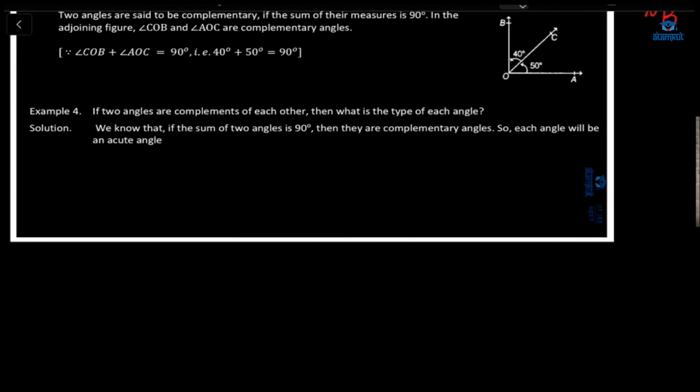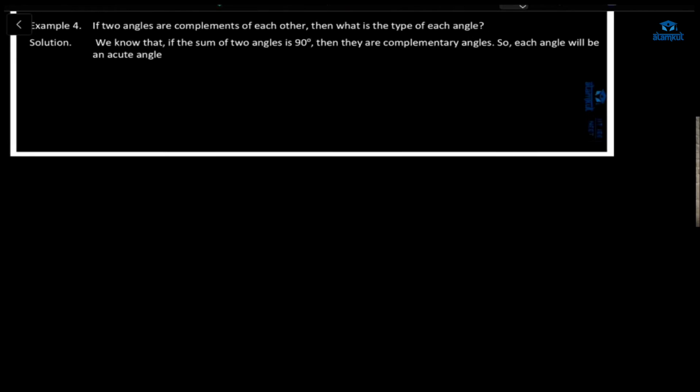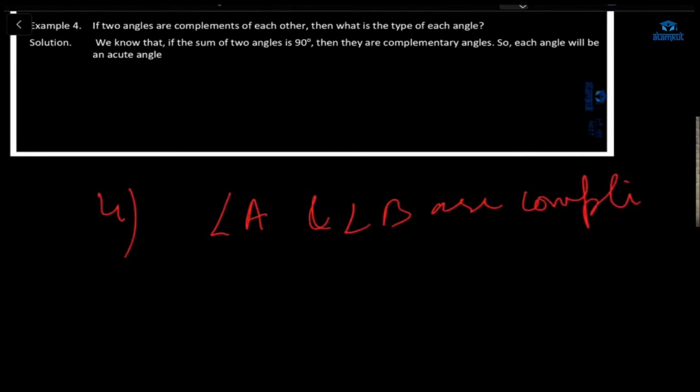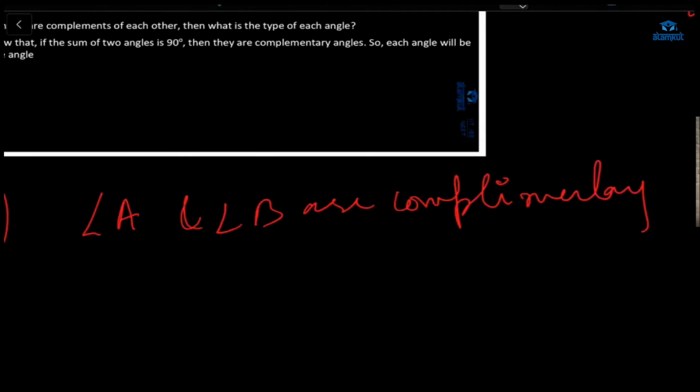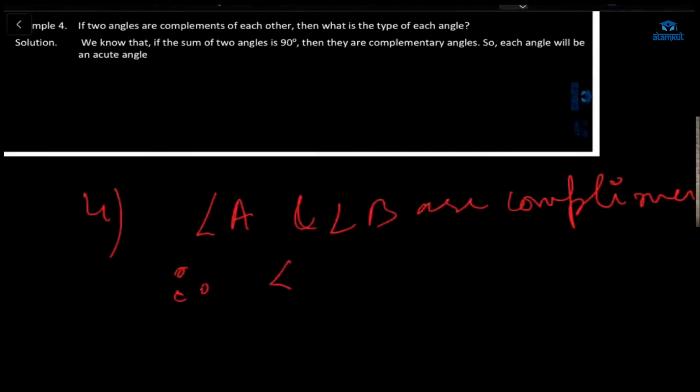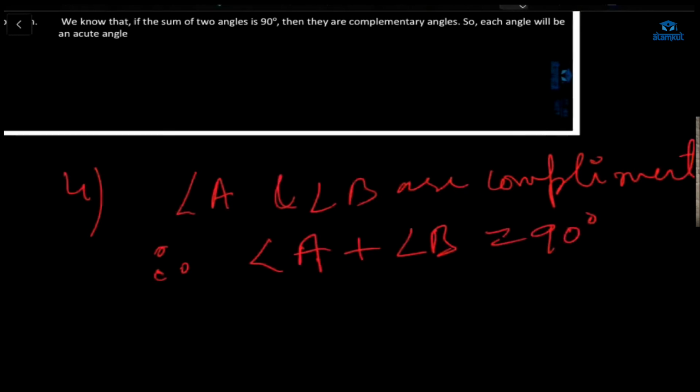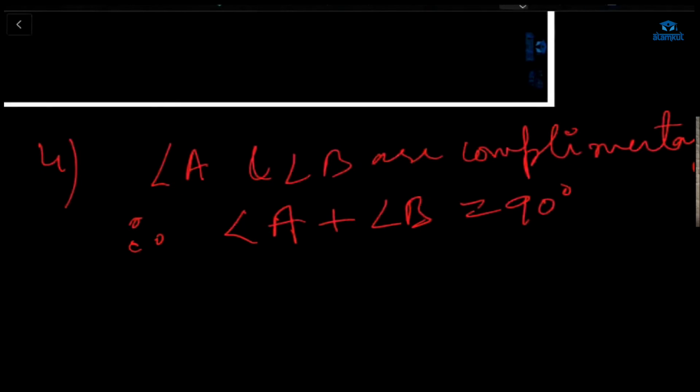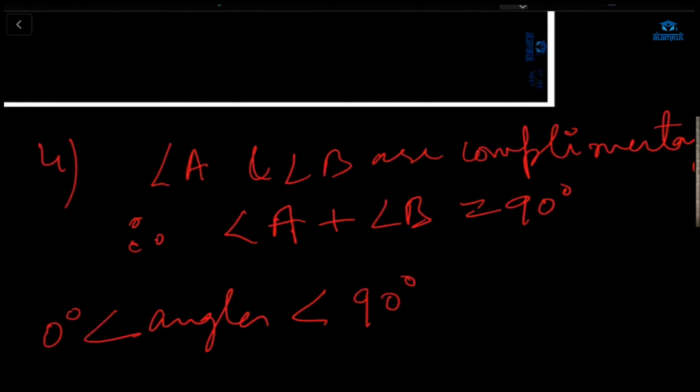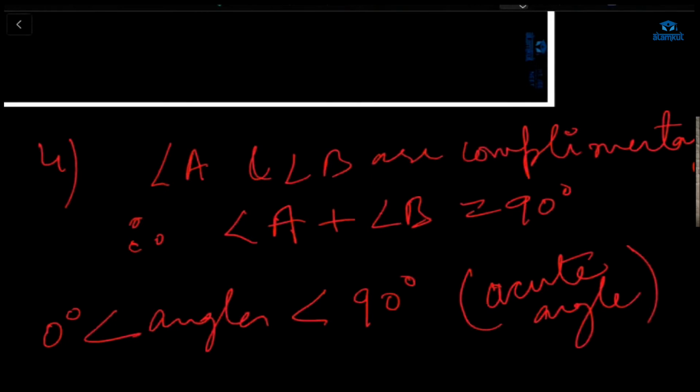Who is going to tell me? See, the sum is 90 degrees. If angle A and angle B are complementary angles, therefore angle A plus angle B is equal to 90 degrees. Not that angle A alone is 90 degrees; the sum will be 90 degrees. And angles less than 90 degrees and greater than 0 degrees are acute angles. Yes or no? Yes. And if the sum is 90 degrees, none of the angles is 0. We cannot take angle 0.